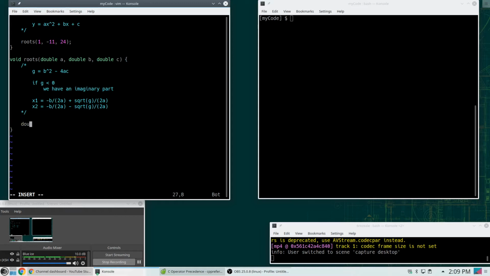All right. So we need some variables. So double g, certainly, to calculate that. g is equal to, we pass in a, b, and c, so it's going to be b times b minus 4 times a times c. And when we have that g is negative, then I'm going to have both a real part I need to calculate as well as an imaginary part. So I want some separate variables for that. So I'm going to put in here double x1 real, x2 real, x1 imaginary, x2 imaginary.